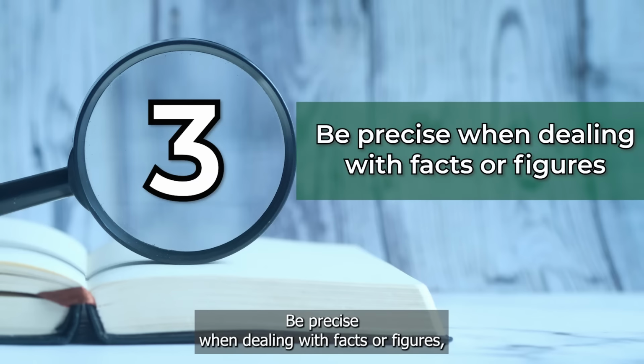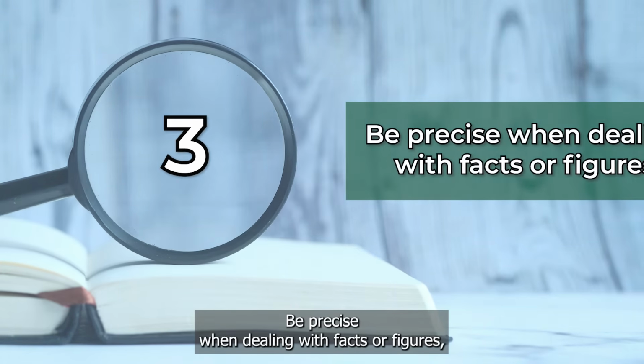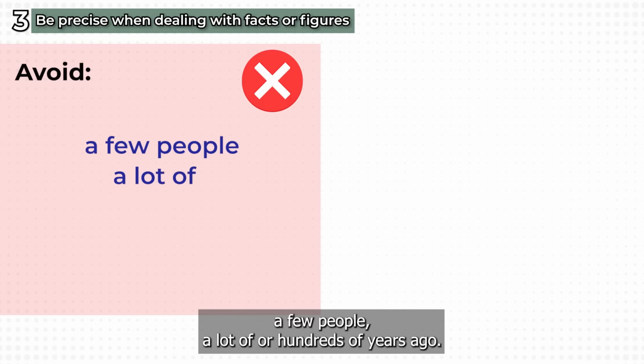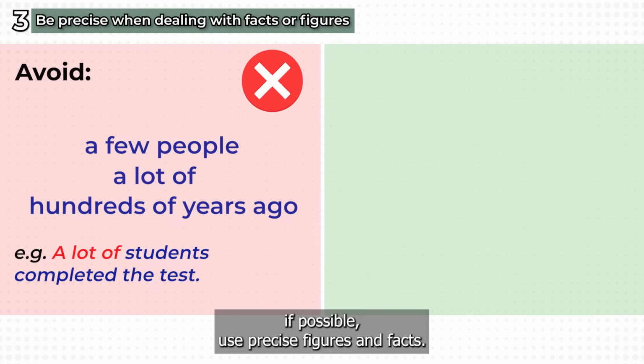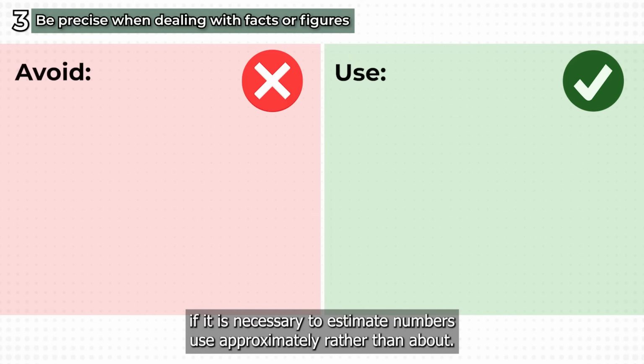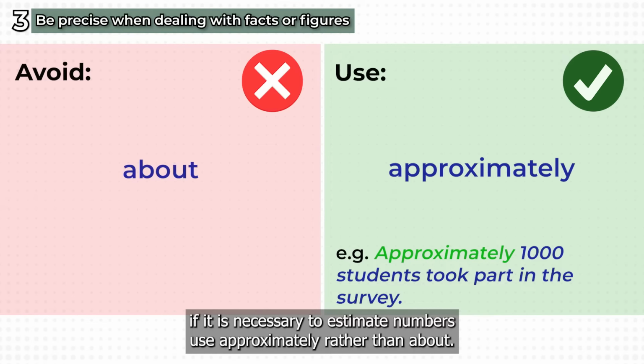3. Be precise when dealing with facts or figures. Avoid phrases such as a few people, a lot of, or hundreds of years ago. If possible, use precise figures and facts. If it is necessary to estimate numbers, use approximately rather than about.